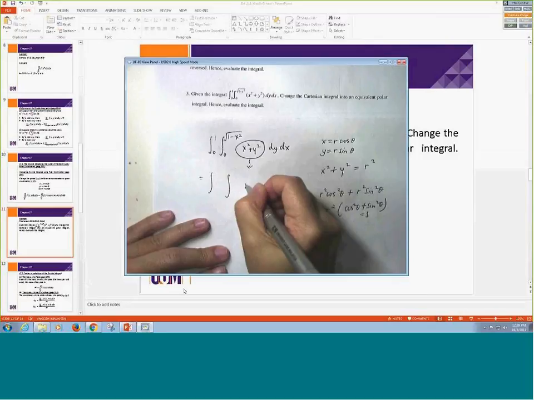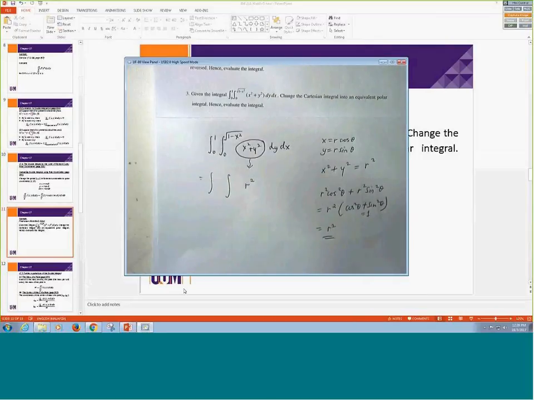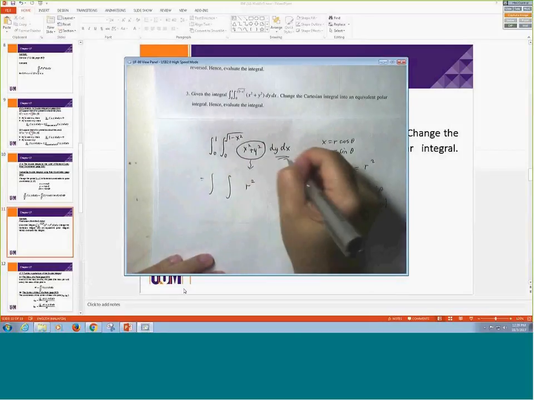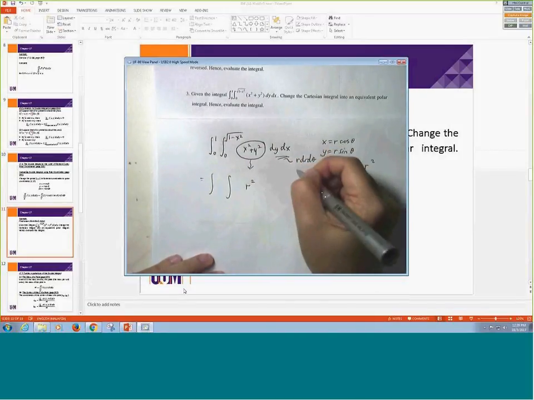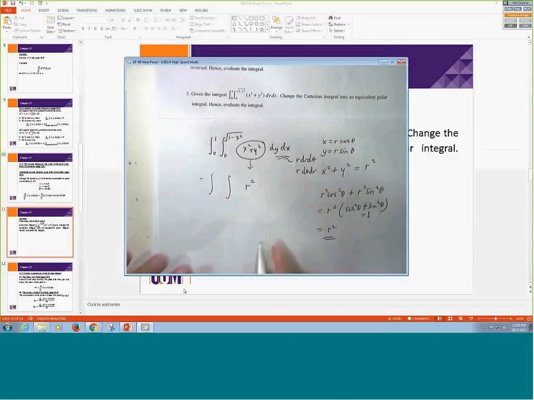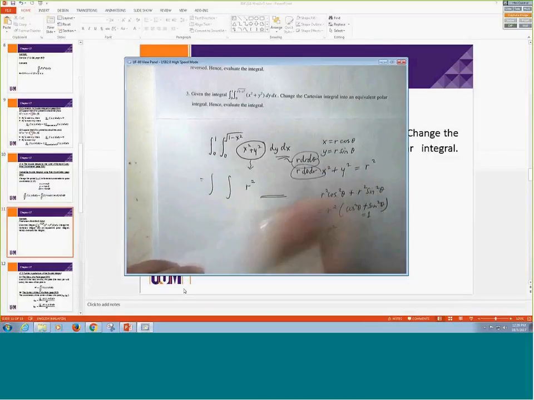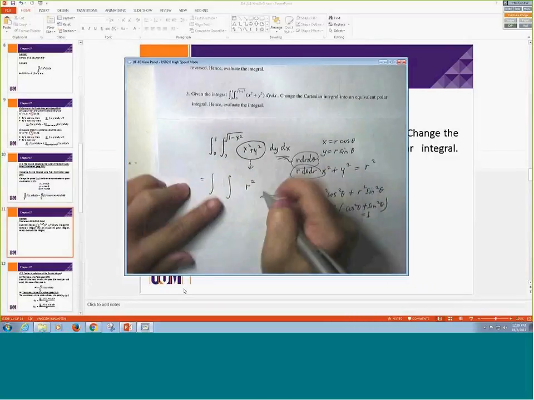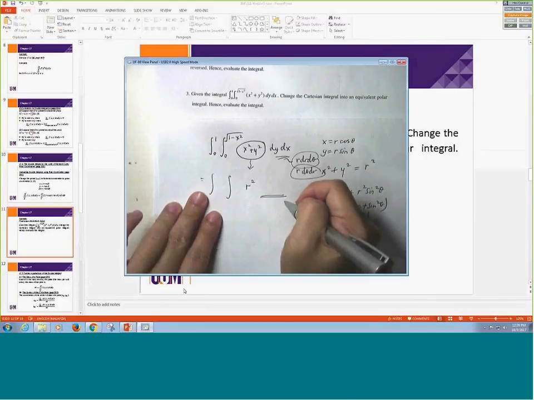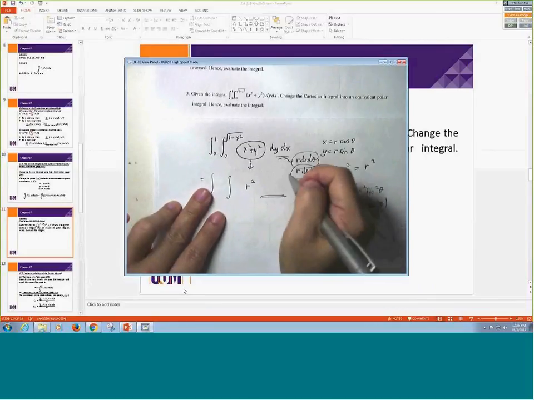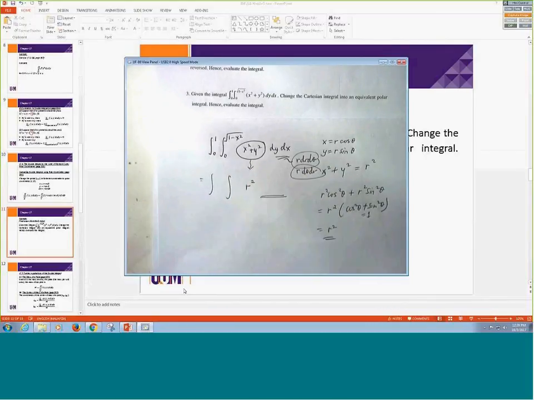Dy dx, we can change to r dr d theta or r d theta dr. It can be either. So we need to change to either r dr d theta or r d theta dr. But how to determine which one is suitable? And what are the limits? You need to sketch the region R. Whatever, you need to sketch the region R.